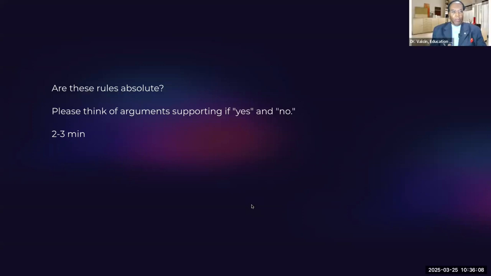Ladies and gentlemen, we have 2-3 minutes to think about this new question from our presenter, Lynette Davidson. The rules she just mentioned, do you believe that they are absolute? If yes or no, share with us arguments supporting whatever stand you are taking on this new topic. Do you think these rules are absolute or not?